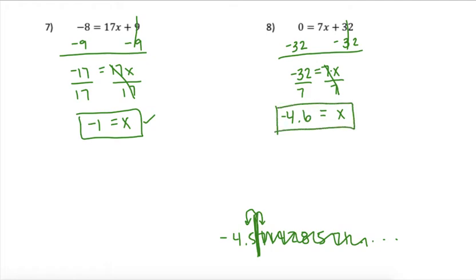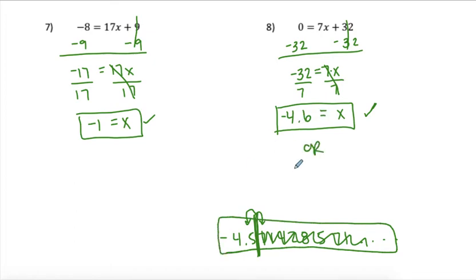So when I check my work, 7 times negative 4.6 plus 32, and again, this one I'm plugging into my calculator, I get negative 0.2. That's a rounding thing, but it's close to 0. So it's kind of like, we checked it, but in order for it to be exact, we would need it to be written this way, or okay, we could write it as an exact answer if we changed it to a fraction.